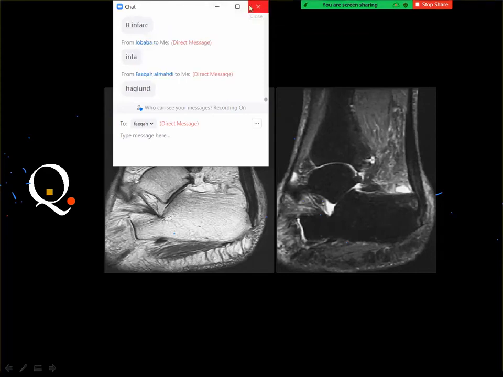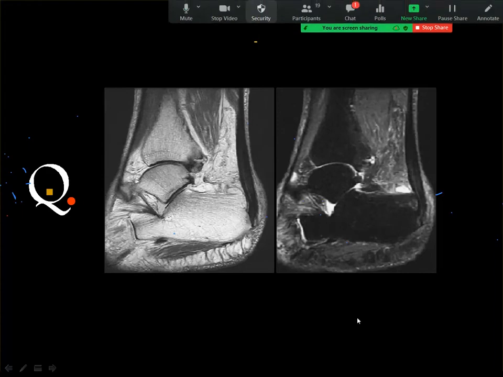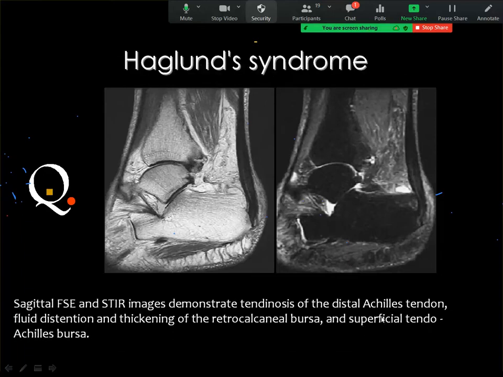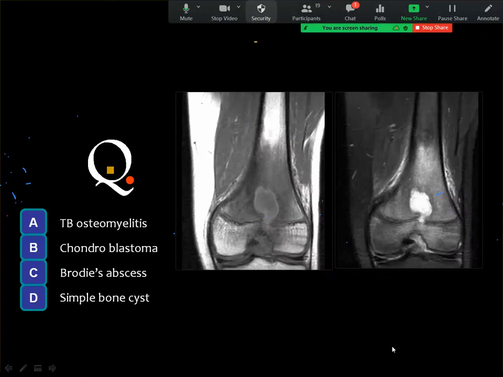Yes, the right answer is Haglund syndrome. And you know, Haglund syndrome is composed of three findings. Number one is the presence of fluid in the retrocalcaneal bursa, fluid in the subcutaneous tissue superficial to the Achilles tendon, and swelling with some intermediate signal within the Achilles tendon. And this is the criteria of Haglund syndrome. Next case.